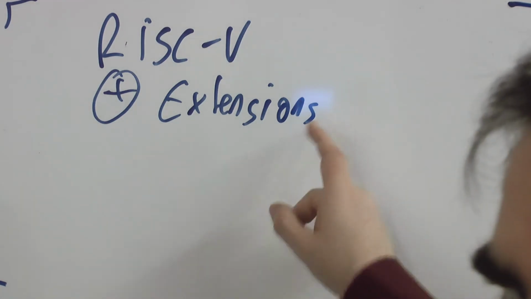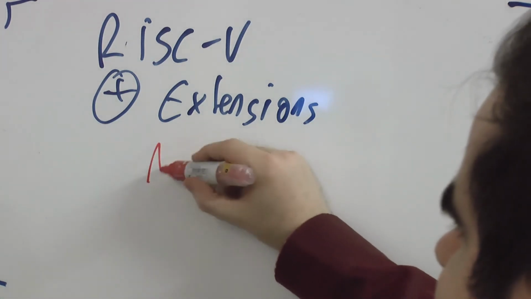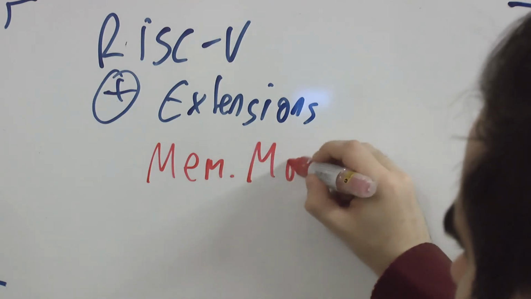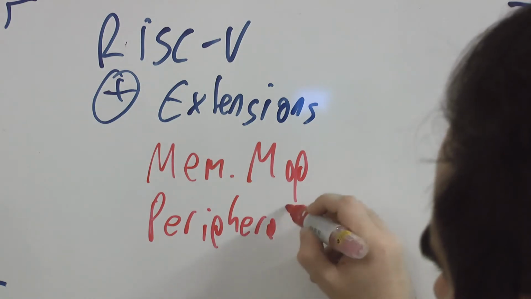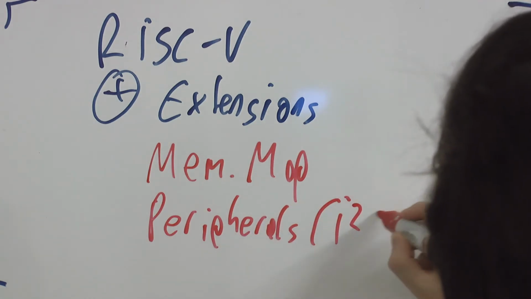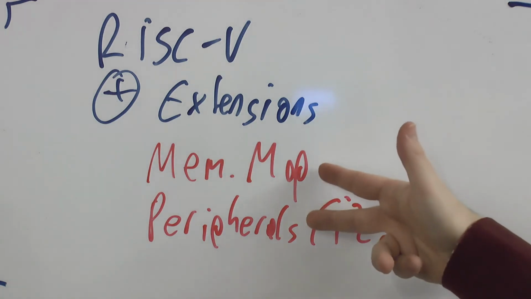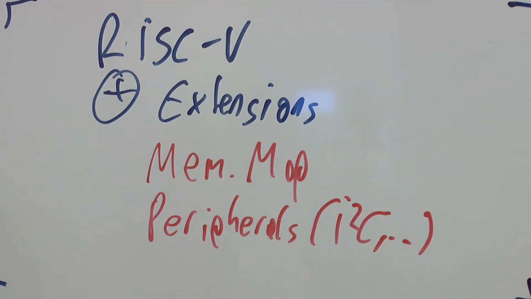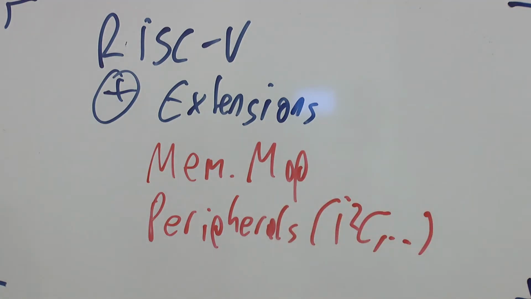The one vendor implements the one extension, the other vendor doesn't. But the point where the YAC40 really takes off is the memory map and the peripherals, like I2C, etc. The RISC-V specification makes no mention whatsoever of these two areas. And so every vendor essentially is completely free to do whatever he wants.